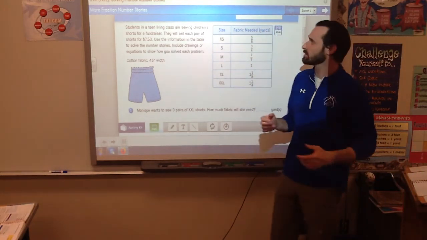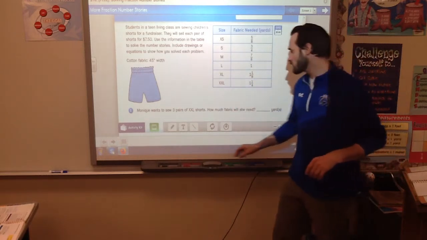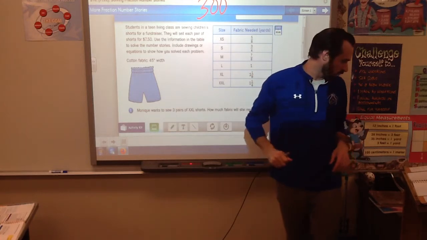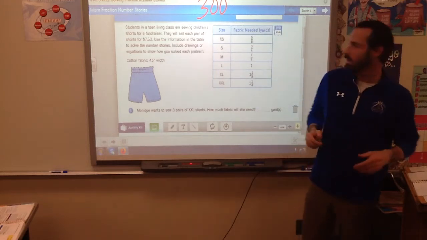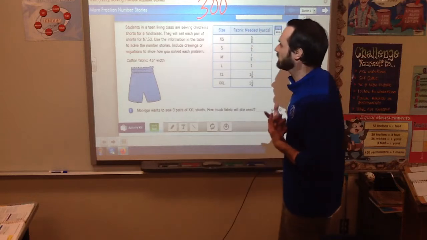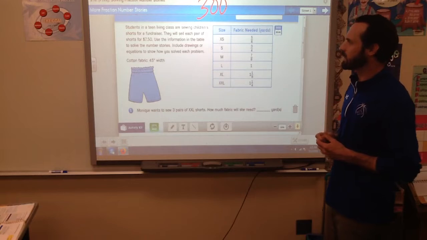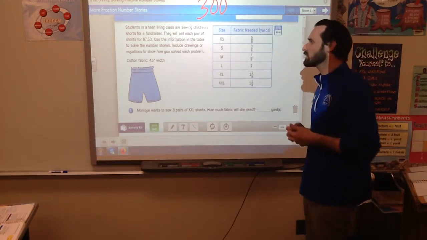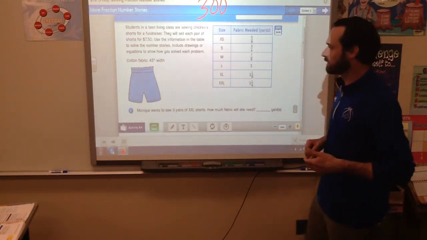This is part of your lesson from yesterday, 8-9, that we didn't get through. This is page 300, and we're going to work through this one, and we'll see how that goes, and maybe 301, depends how much we get done. So anyway, we're looking at page 300. It says, students in a teen living class are sewing children's shorts for a fundraiser. They will sell each pair of shorts for $7.50. Use the information in the table to solve the number stories. Include drawings or equations to show how you solved each.